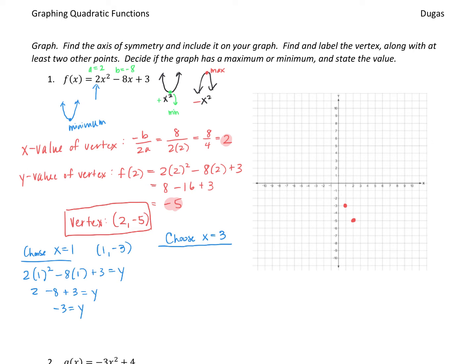If I'm choosing ones that are equally far apart, like one to the left and one to the right of the vertex, you should notice that there are mirror images. So we have x equals 3. I'm going to have y equals 2 times 3 squared minus 8 times 3 plus 3. So 3 squared is 9, times 2 is 18, minus 8 times 3 is 24, plus 3. You will see that I get -6 plus 3 is -3. So 3, -3 is another point on my graph.